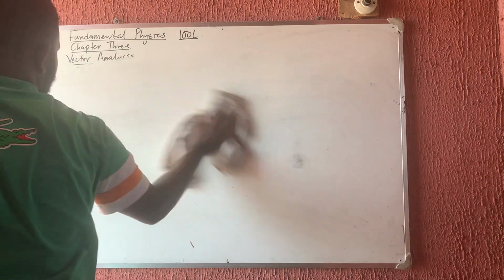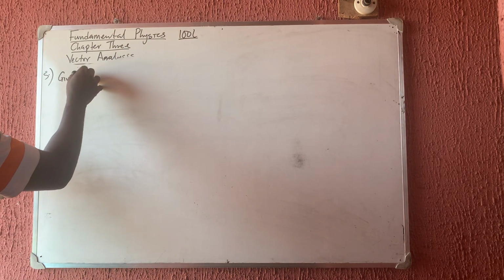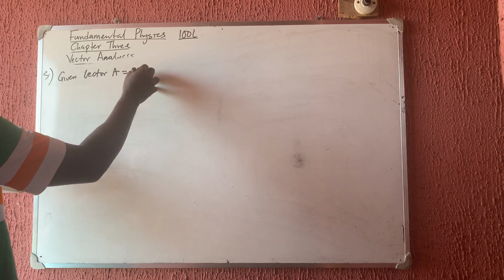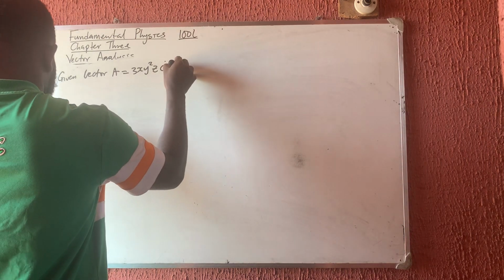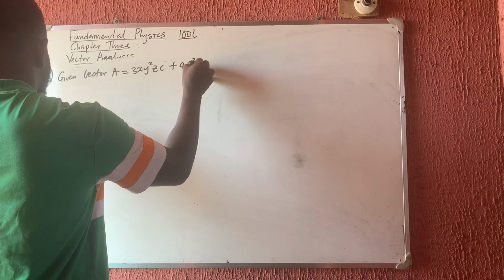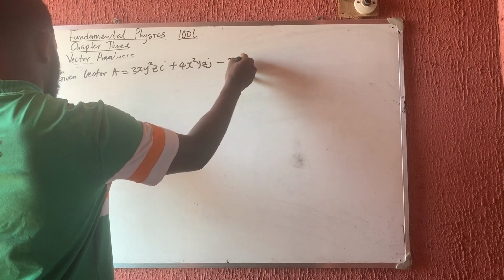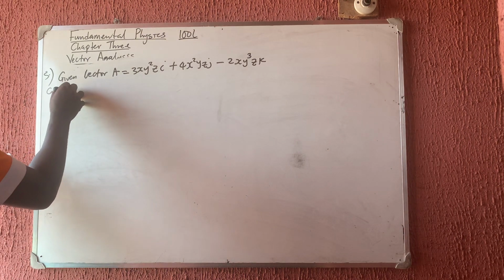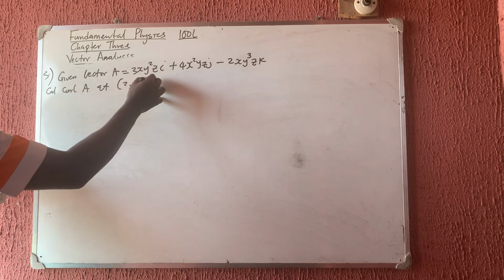Question number 5. So question number 5 said, given vector A, which is equal to 3xy squared z i, okay, plus 4x squared yz j, then minus 2xy cubed z k, and they say calculate curl A at the point 2 comma minus 3 comma 4.